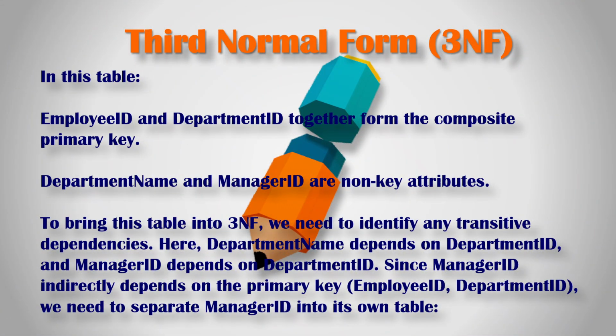In this table, employee ID and department ID together form the composite primary key. Department name and manager ID are non-key attributes. To bring this table into 3NF, we need to identify any transitive dependencies. Here, department name depends on department ID, and manager ID depends on department ID. Since manager ID indirectly depends on the primary key, employee ID, department ID, we need to separate manager ID into its own table.